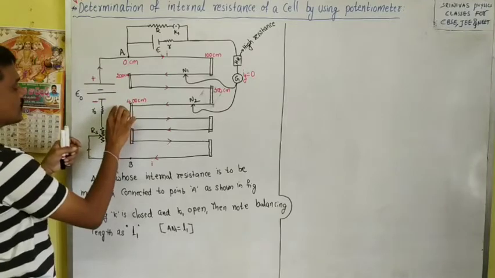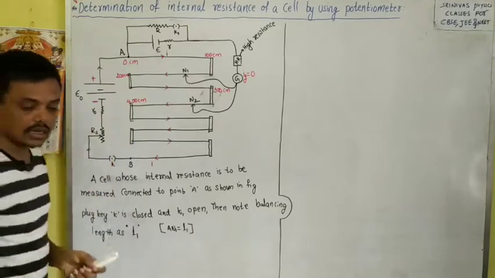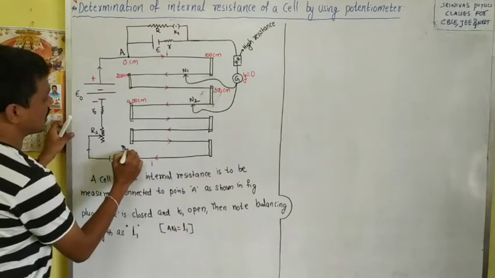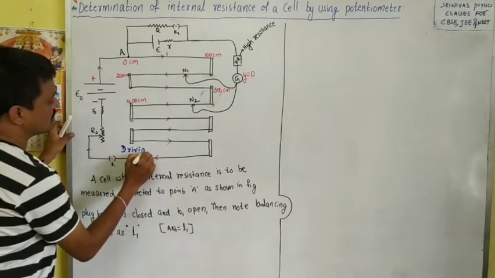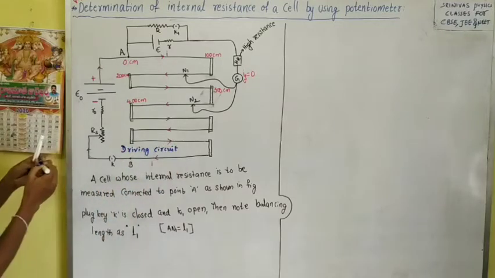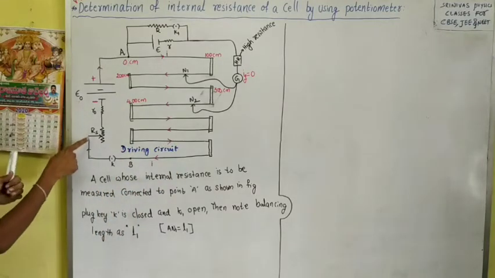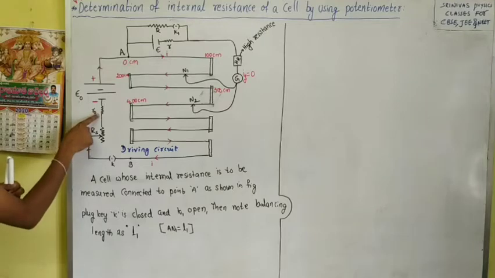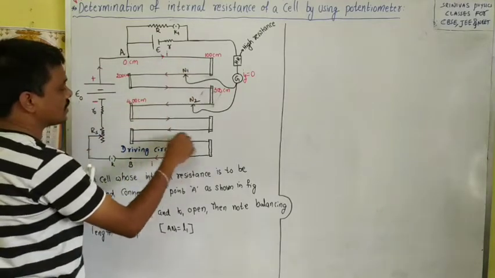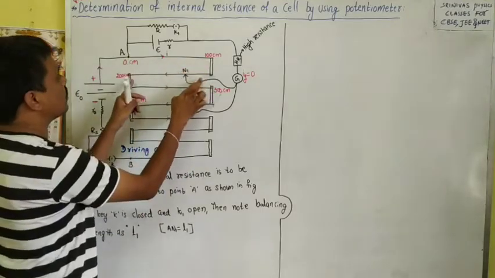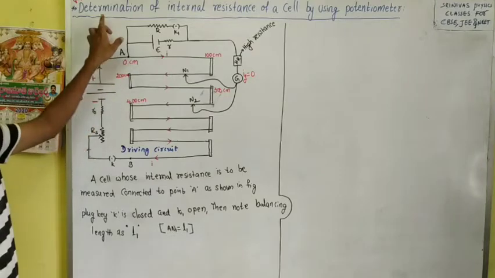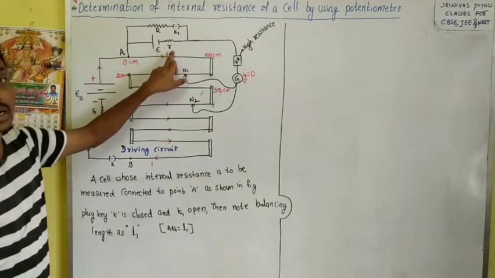This is the driving circuit. In the driving circuit we have one cell, a rheostat, and the internal resistance of the cell, and these are the 1 meter length manganin wires. They are connected by using copper strips. And now the cell whose internal resistance is to be determined.